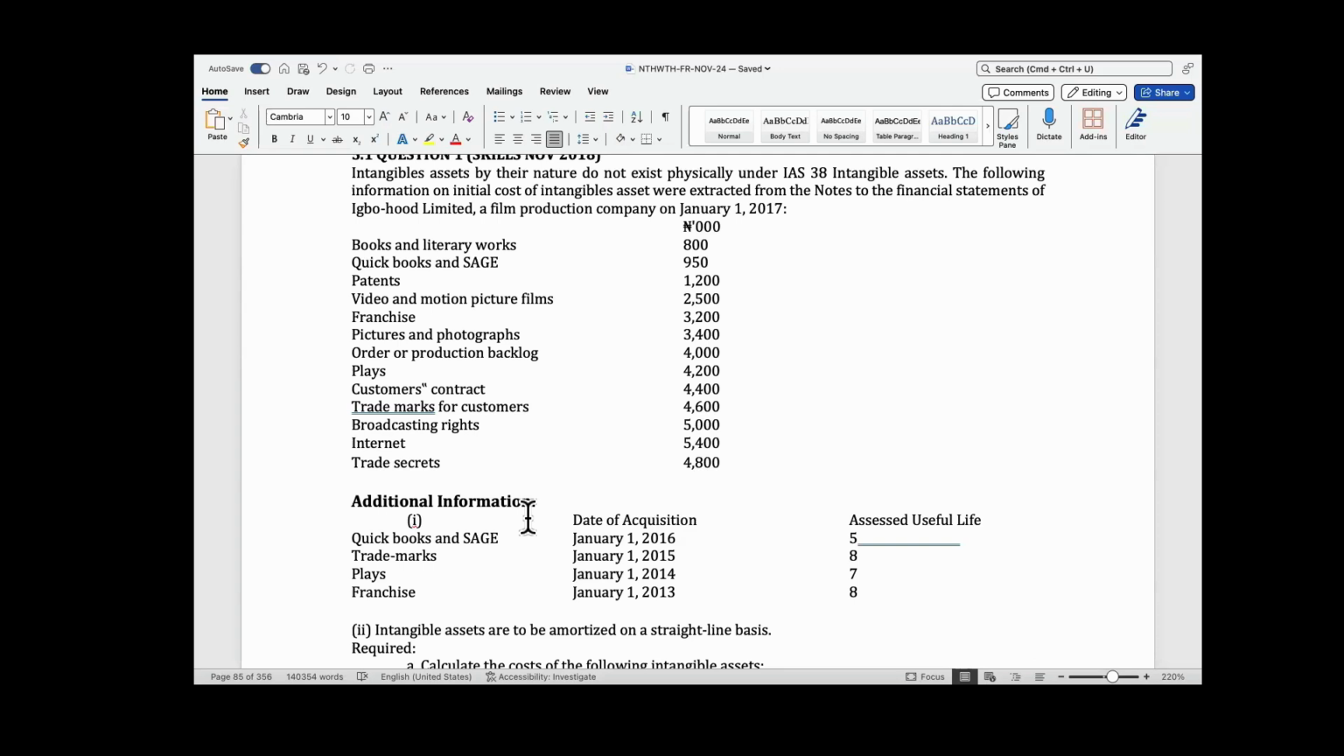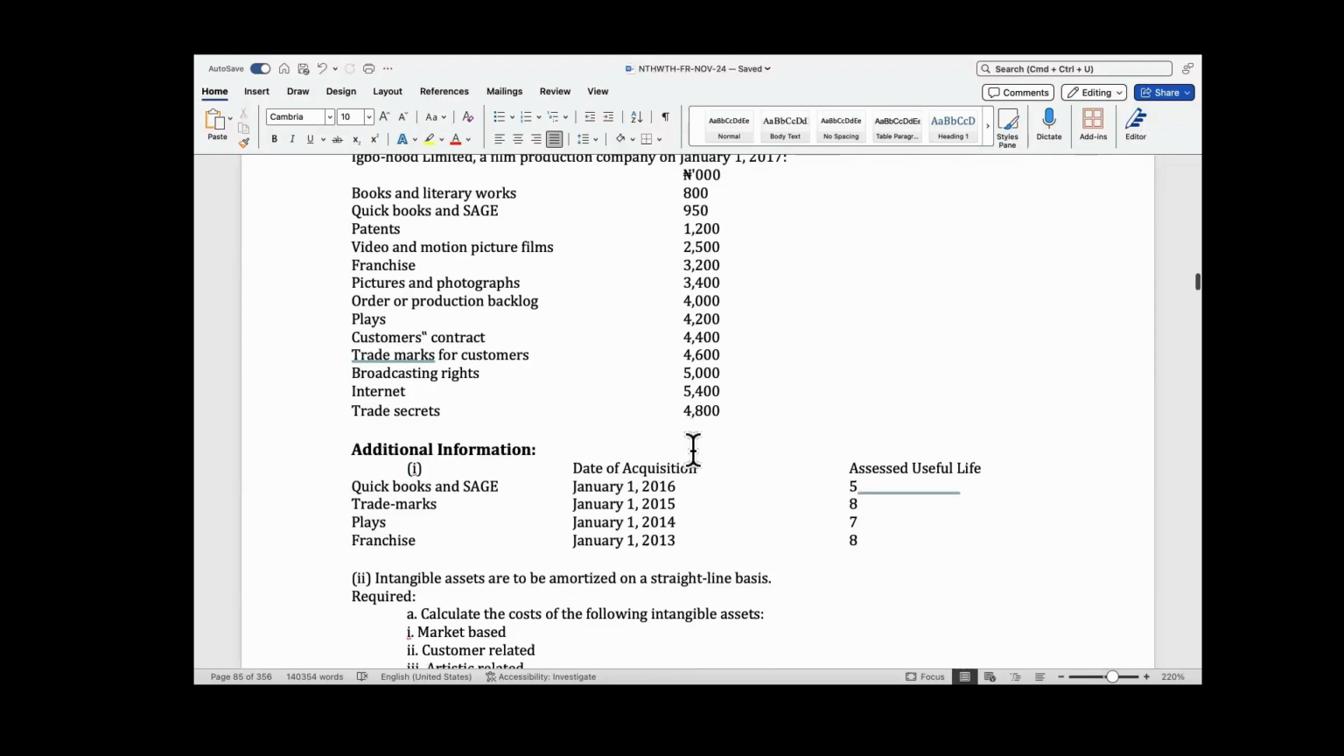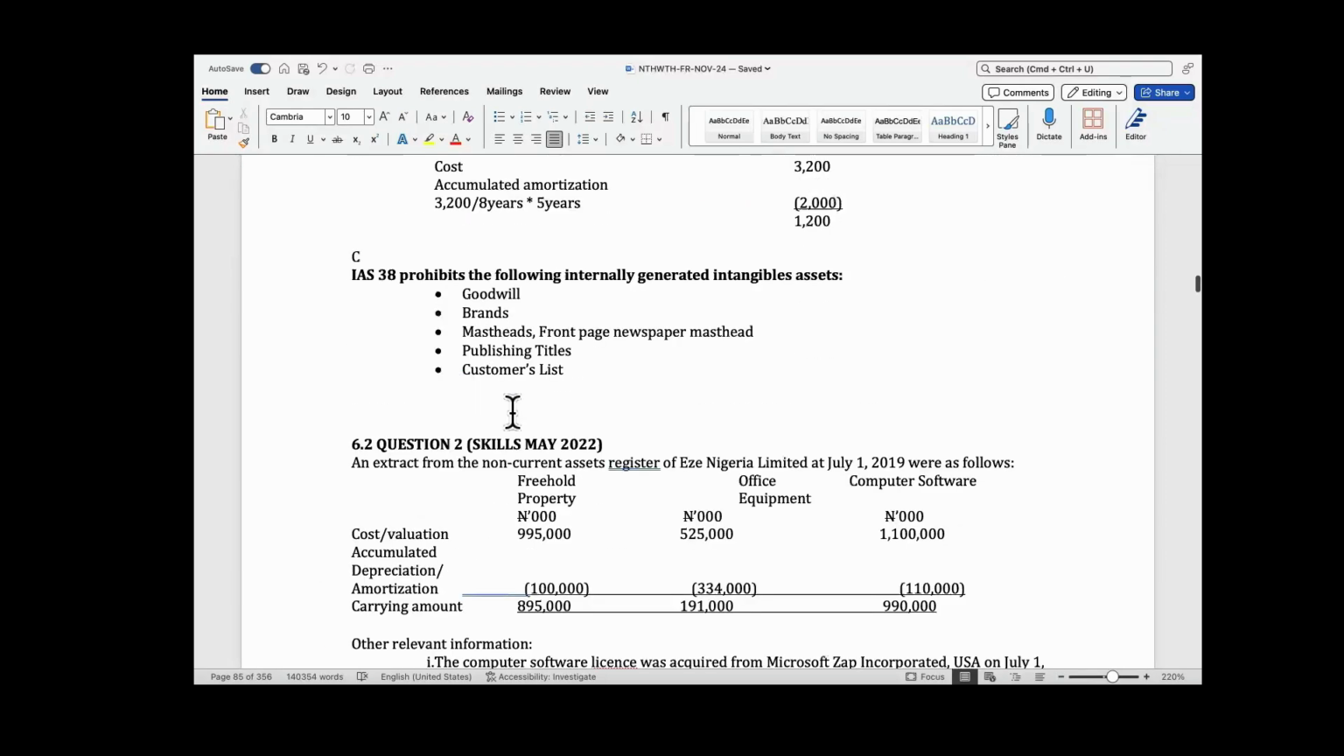Trade secret, right? Franchise. You pay for franchise. You want to use NNPC's name, you pay, it's not free. That's franchise. How about customer contract? That one can also fly. Customer contract can fly. Okay, so those are internally generated, and we have those listed here.